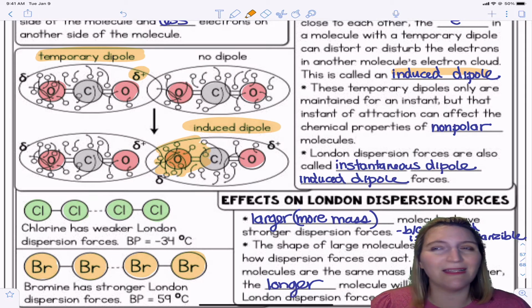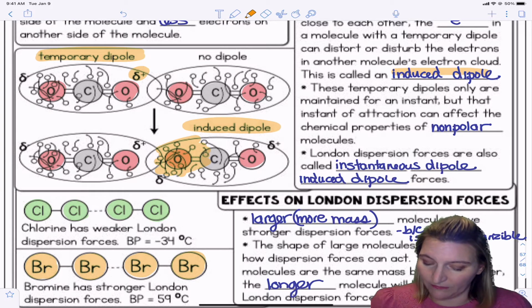So you may think this is ridiculously weak. Can this really have any effect? Well, for any nonpolar molecule that is a solid or liquid at room temperature, this is the only thing that's holding it together. So although it is the weakest, it can be very important.